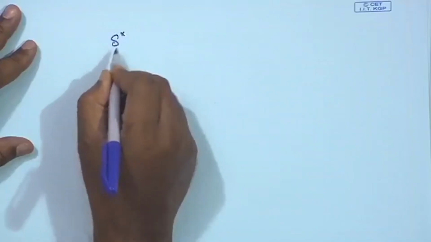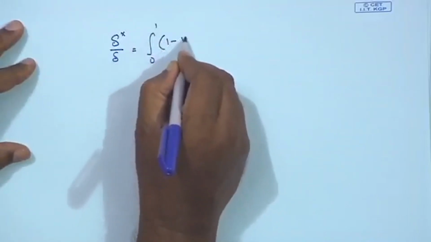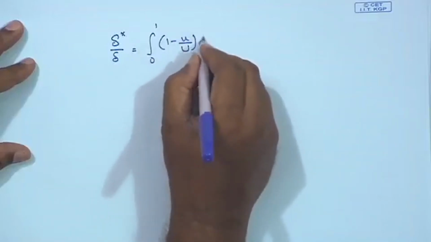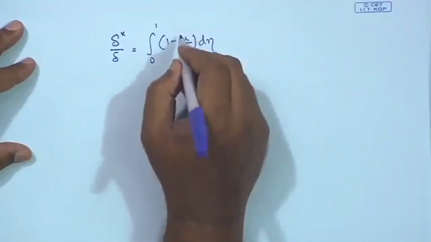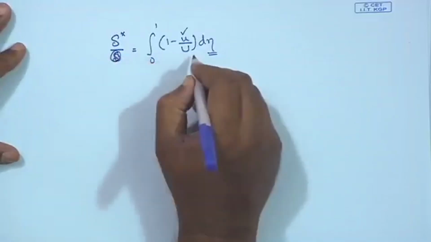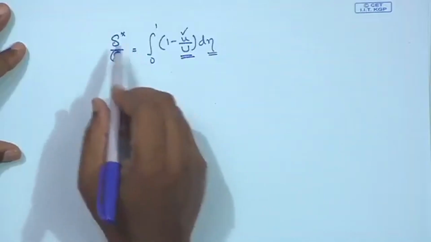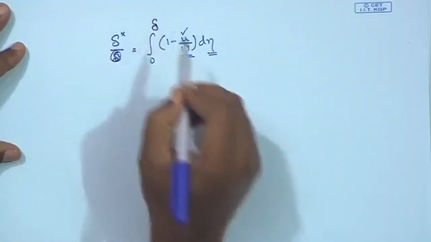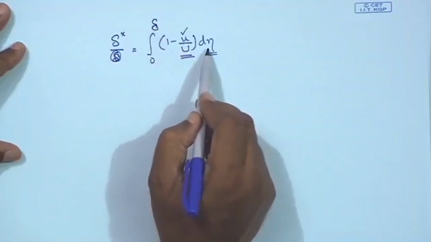So, the displacement thickness was delta star by delta equals integral from 0 to 1 of 1 minus small u by capital U d eta, where eta is the distance from the solid wall, small u is the local velocity and capital U is the free stream velocity. If I make it from 0 to delta, it would be easier to understand. Delta star is going to be integral 0 to delta of 1 minus small u by capital U d eta.